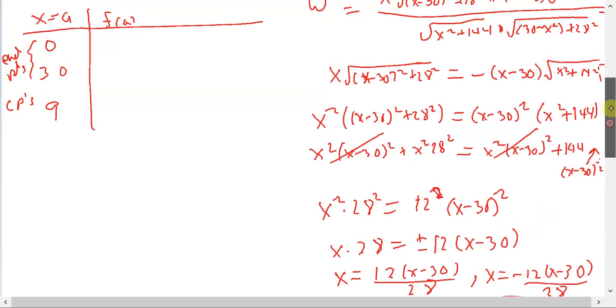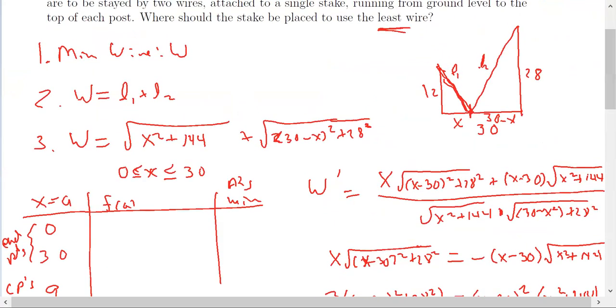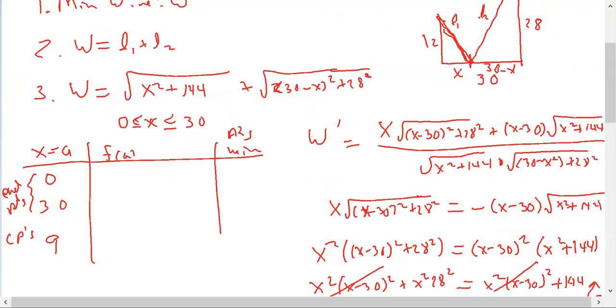All right, so now I want to check where my absolute minimum occurs. So I want to minimize the length of the wire. So let's see, plugging in 0. I'm going to go back in here and plug in 0. I'm going to end up with the square root of 144 plus, on this one when I plug in 0, the square root of 30 squared and 28 squared. If you work this out, this ends up being 12 plus 41, so somewhere around 53.